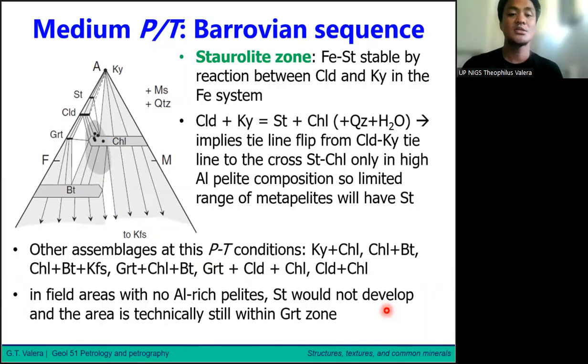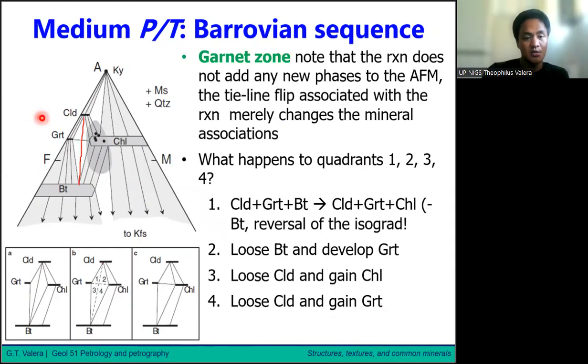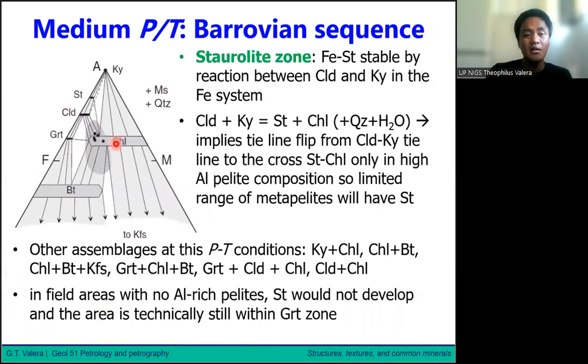Another important, so that was a continuous reaction. So the reactions were happening, well, this was a discontinuous reaction, but anyway, from here on out, nakikita natin na continuous reaction lang siya. Yung chloritoid becomes decreasing in abundance, chlorite becomes more magnesian, until eventually staurolite starts to form. So iron staurolite is stabilized by the reaction between chloritoid and kyanite in the iron system.